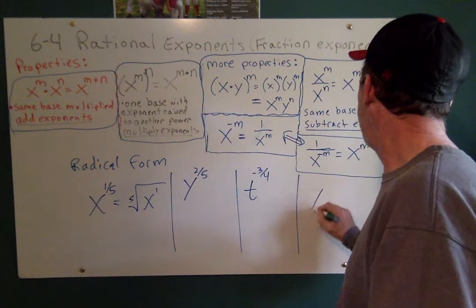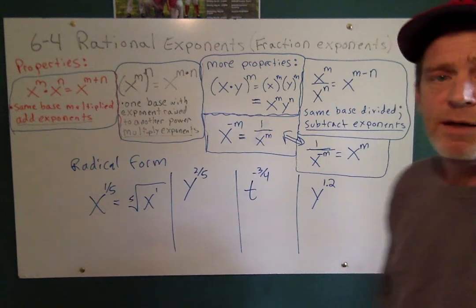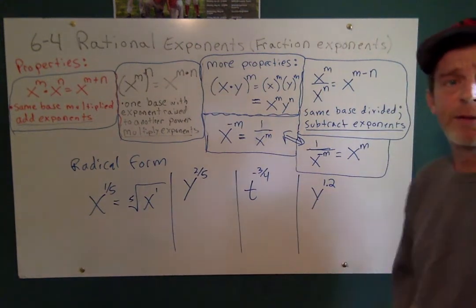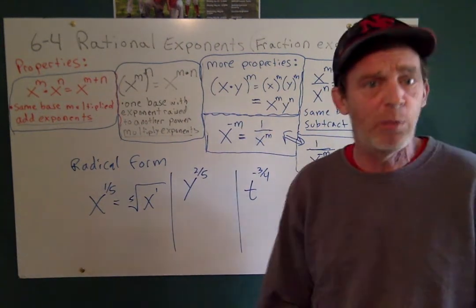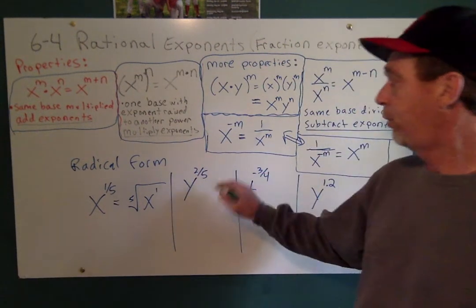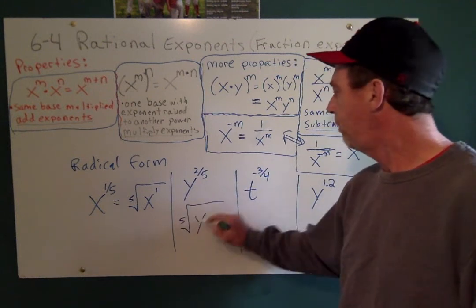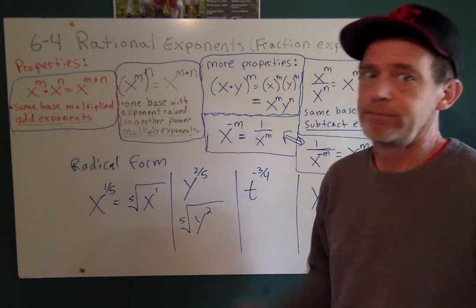And then we have y to the 1.2. Now for the 1.2 part, you will need to know a little bit of fractions. I'll talk about how we change that back over when we get to that. All right, let's start out with simple. The index goes outside, and inside goes the base and its power. That's pretty much it.